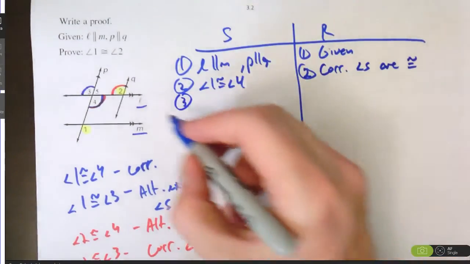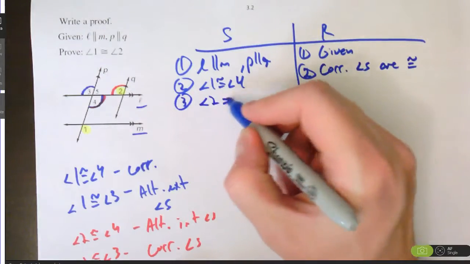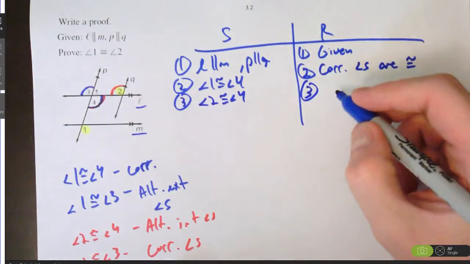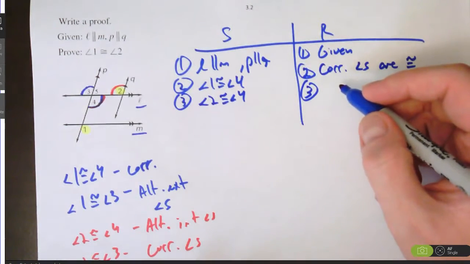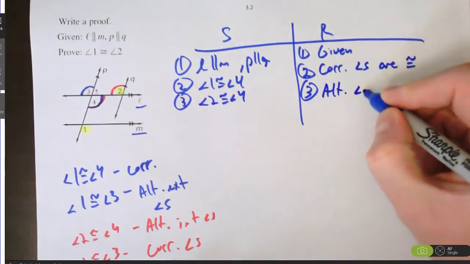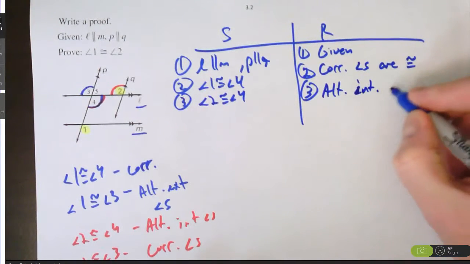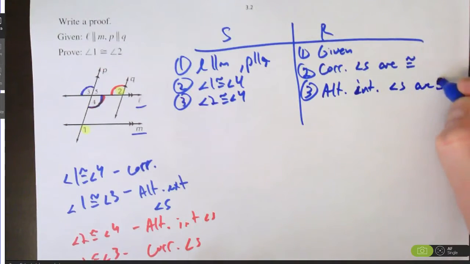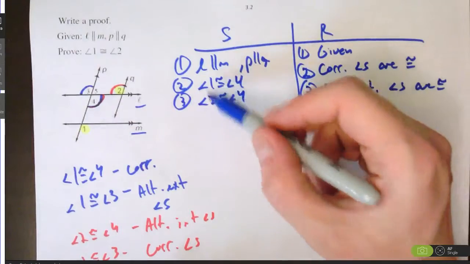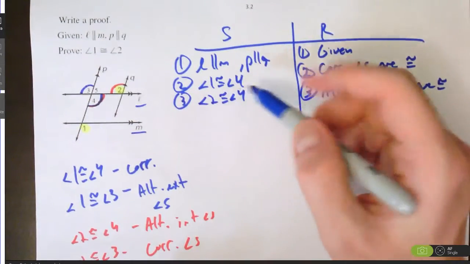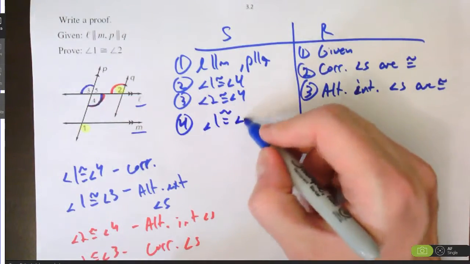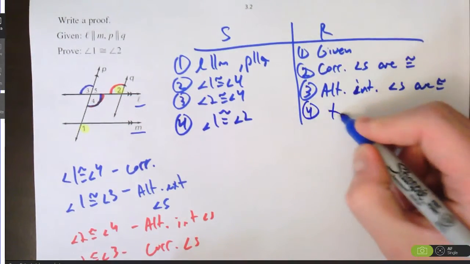3, I know that angle 2 and angle 4 are congruent because they are alternate interior angles. So you can say alternate interior angles theorem or alternate interior angles are congruent. So alt-int angles are congruent. And now, since I know that angle 1 is congruent to angle 4 and angle 2 is congruent to angle 4, I can say angle 1 is congruent to angle 2 by transitive property.